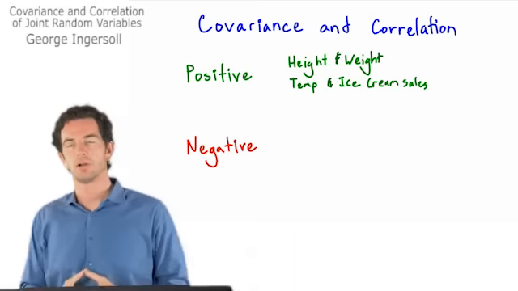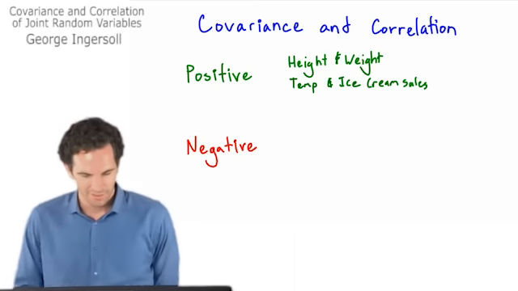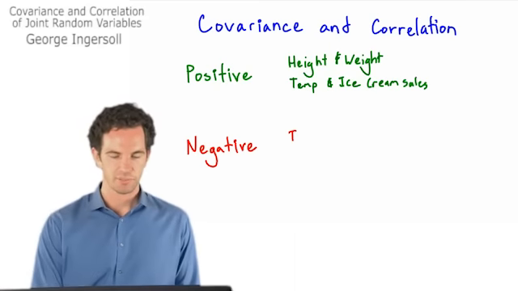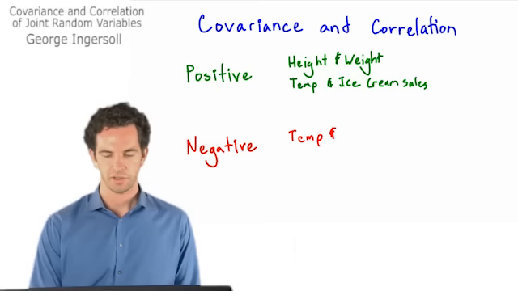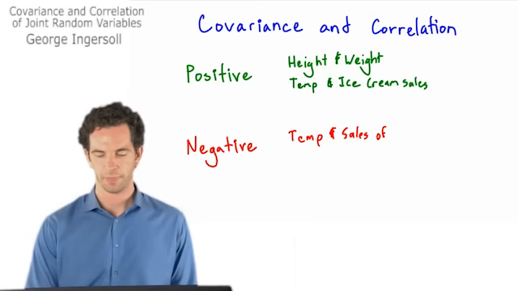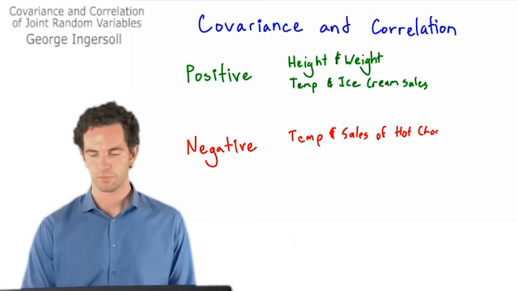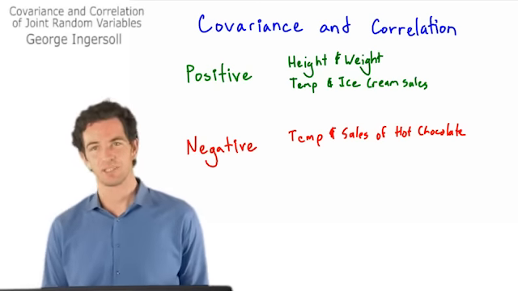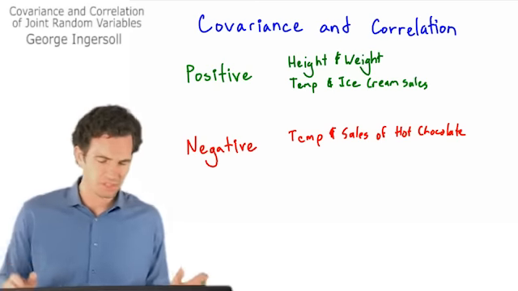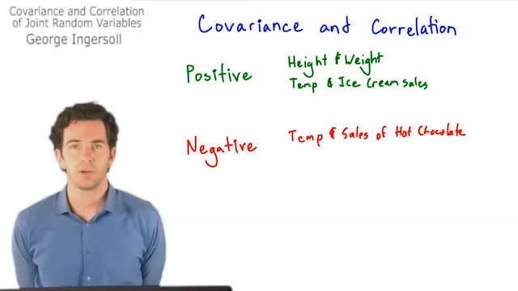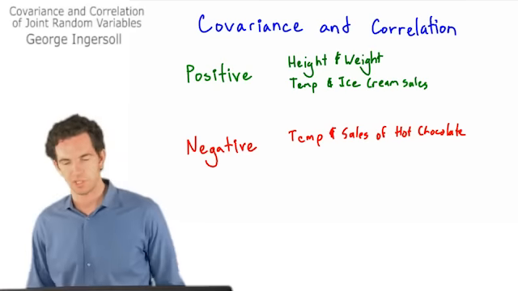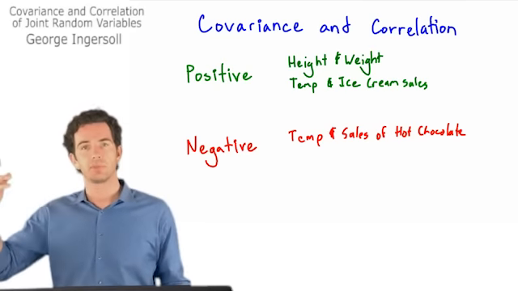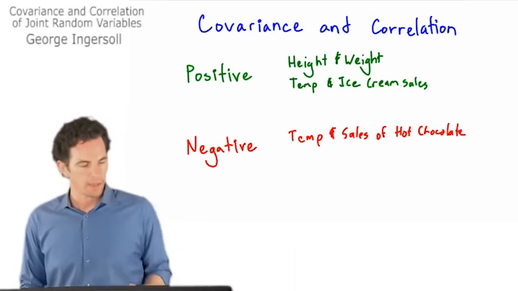So continuing our temperature and sales of various foodstuffs example, if we had temperature and sales of hot chocolate. Right? As temperature goes up, people don't really like to buy hot chocolate as much. If it's over 100 degrees Fahrenheit, people tend to not be so interested. But as there's snow on the ground, hot chocolate seems like a really good proposition. People do tend to buy hot chocolate. And so these have a negative association, meaning one goes up, the other one goes down, and vice versa.